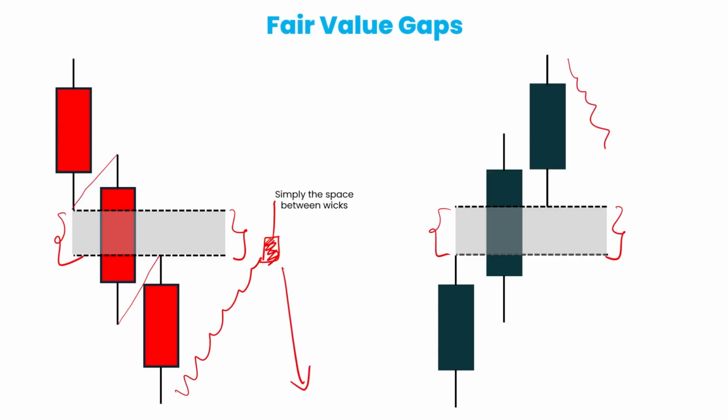Same thing applies from here. The market is likely to come and then close this gap so that the market can shoot to the upside. So meaning we won't have these spaces in between. Okay, that's how it is. Let me show you a practical example so that you can understand clearly.